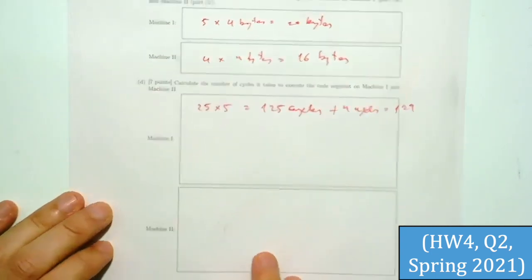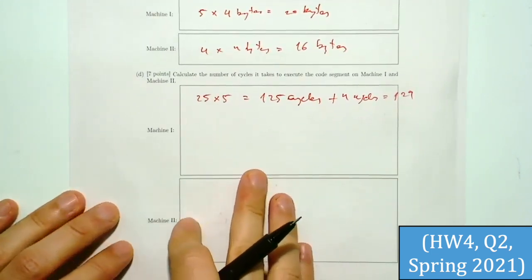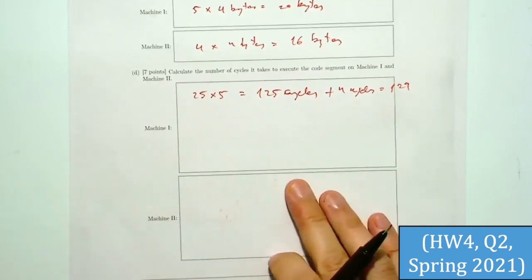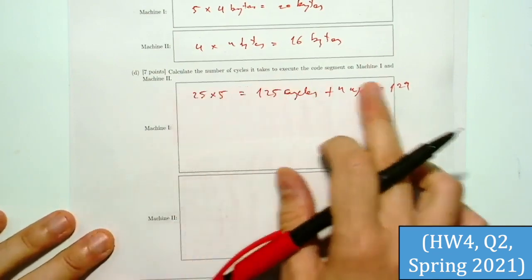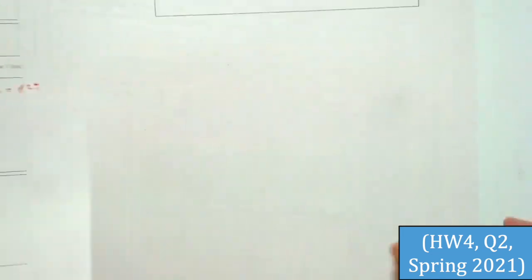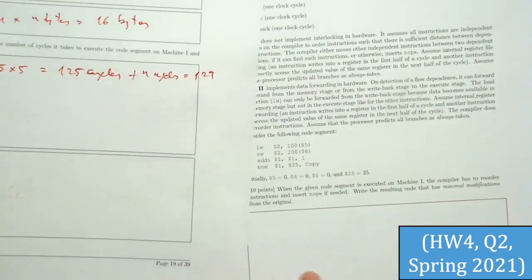Wouldn't it be 25 times 4? Oh, no, okay. Never mind. So calculate the number of cycles for machine 2. So let's go to machine 2. So in machine 2, we have... I will do it.